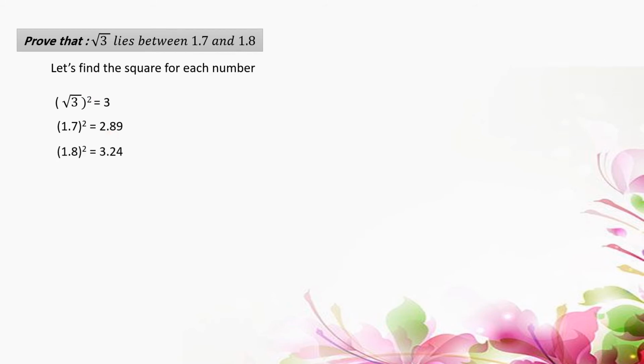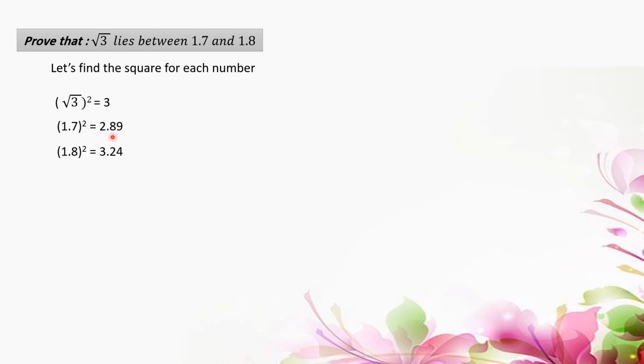The second question of the session is a very important question. Prove that root 3 lies between 1.7 and 1.8. First of all, we will find the square of these numbers. The first step, we will get the square of these numbers: root 3 power 2 equals 3, 1.7 power 2 equals 2.89, 1.8 power 2 equals 3.24.